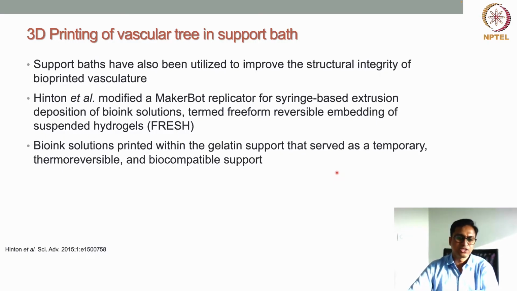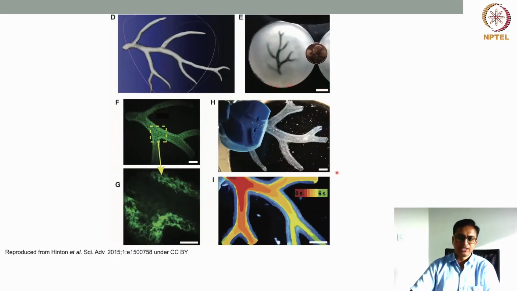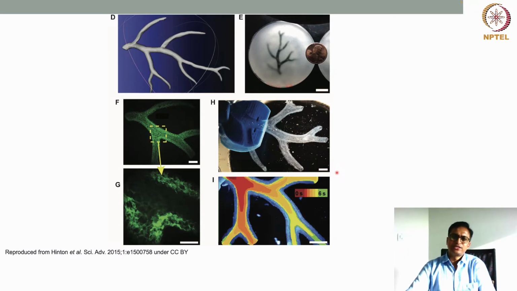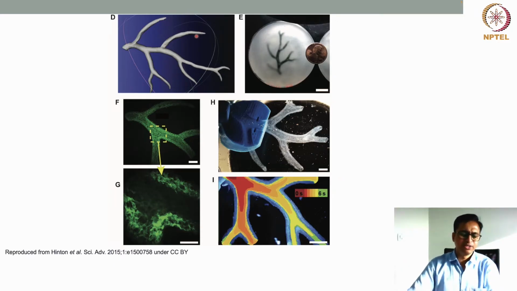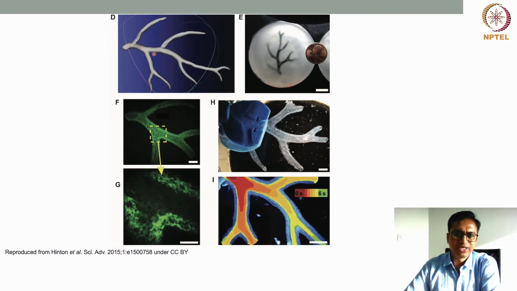They printed the structure within this hydrogel bath, and on top of that they used alginate hydrogel for printing these kinds of structures. This is the printed dimension, that's what they have printed. You can clearly see here that they have printed a vascular tree with branching, accurately printing the vascular branching within this hydrogel.